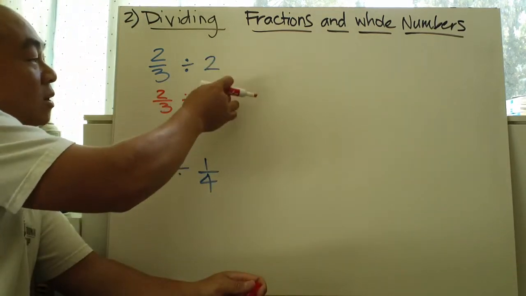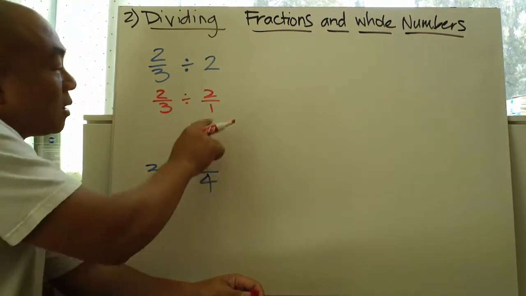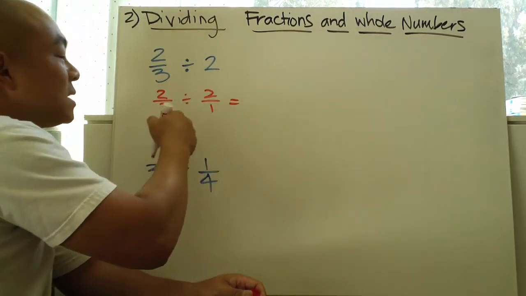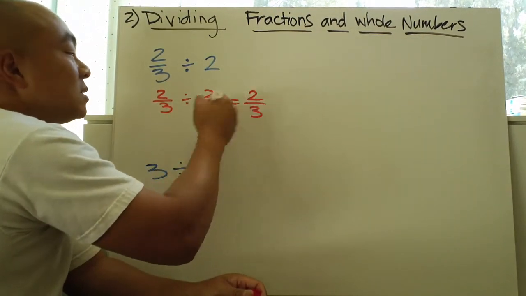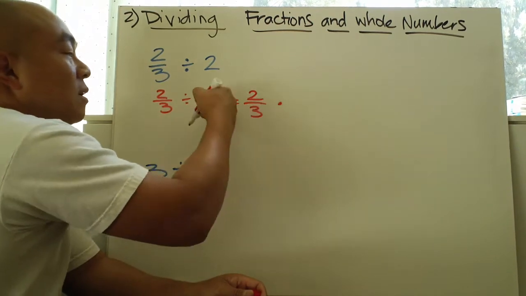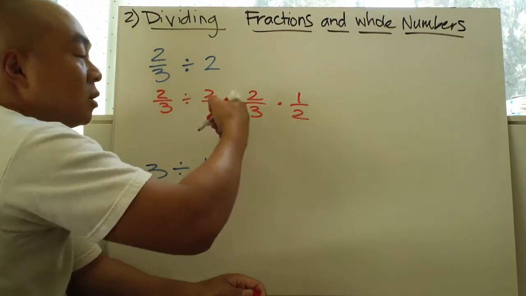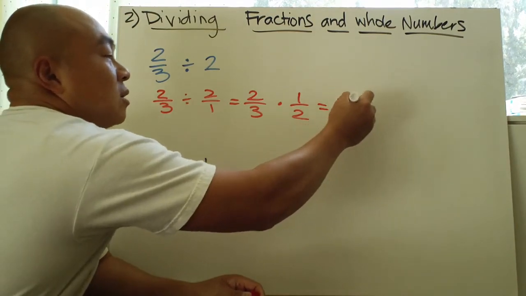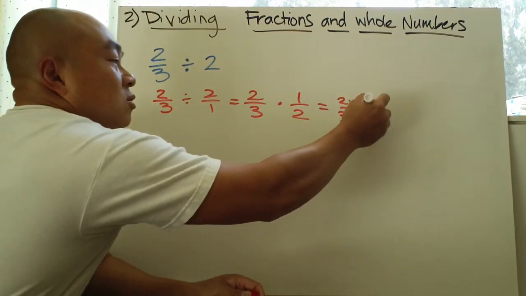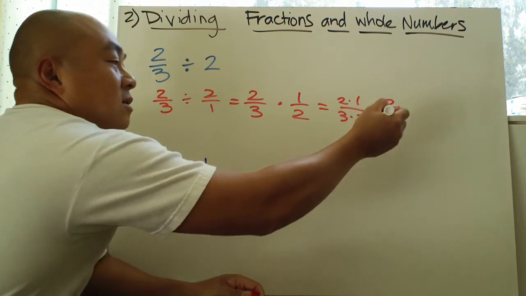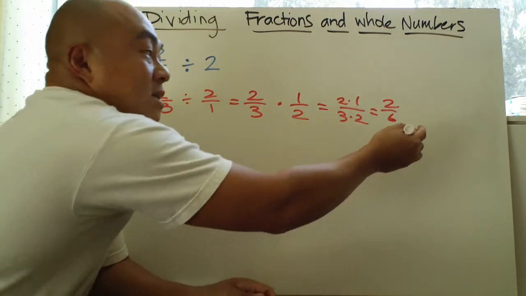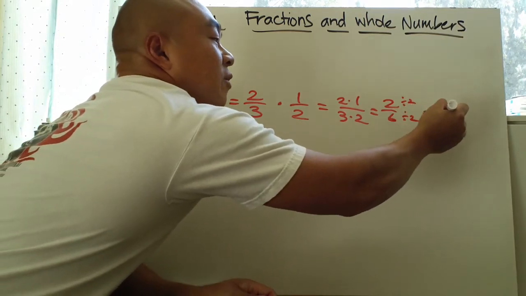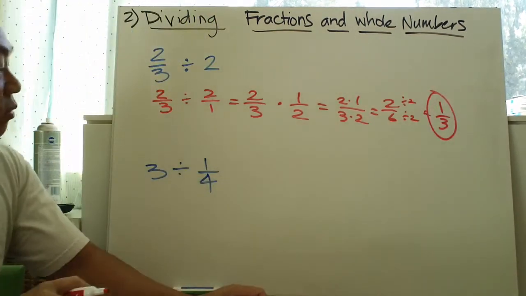So this is what it would look like after we make this into an improper fraction. Now we can go ahead and switch this. This now becomes 2/3, that stays the same, that becomes multiply. That is now the reciprocal of 2/1, and then now we can multiply. 2 times 1 over 3 times 2, you now have 2/6. Divide top and bottom by 2, because you can simplify, you have 1/3. Okay?